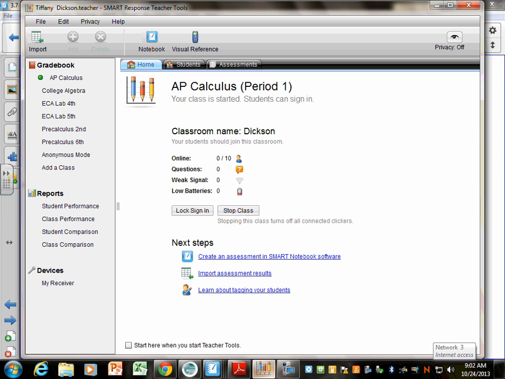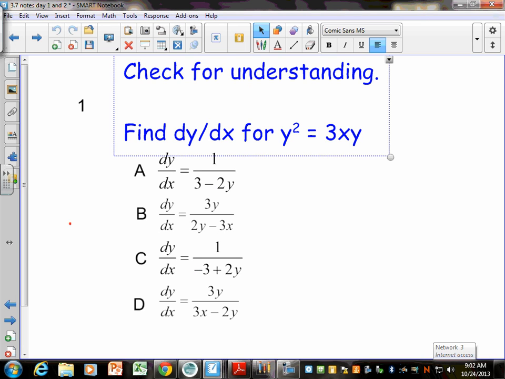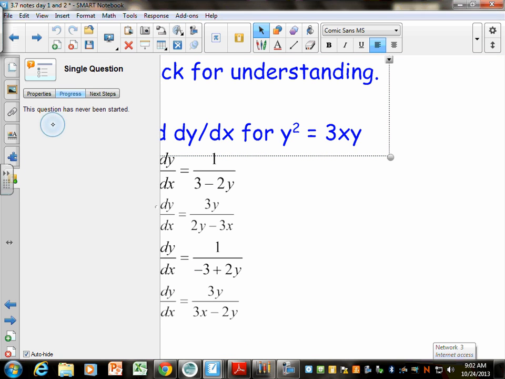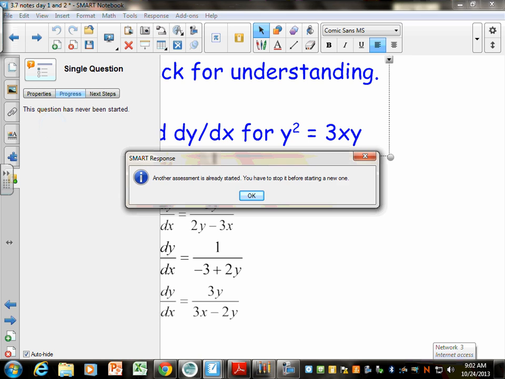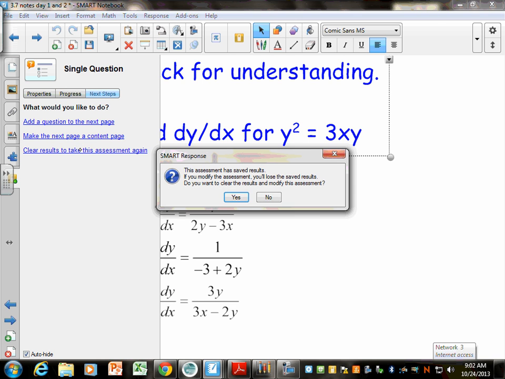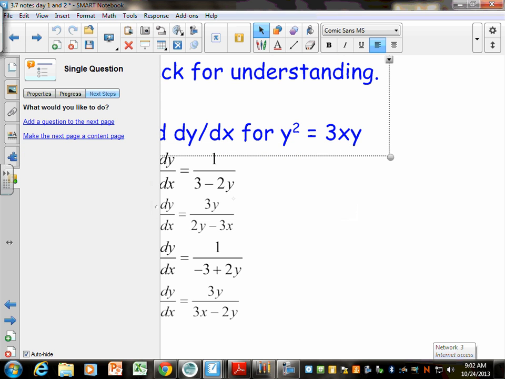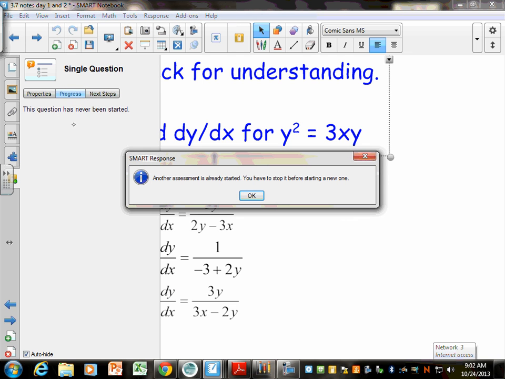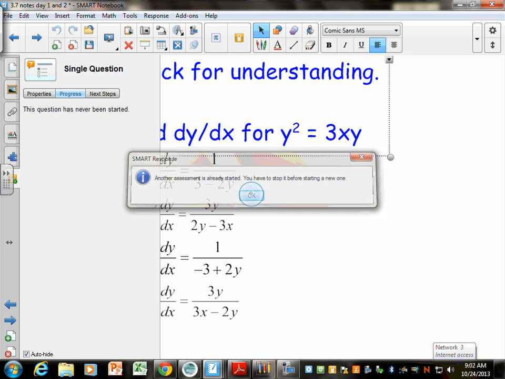Make sure I started this class. See, this other annoying thing about it is you have to start a class, which I did already. And then I have to start a question. Stop it before starting a new one. How do I do that? Just hold the power button in at the top. You want your favorite? What are you talking about?